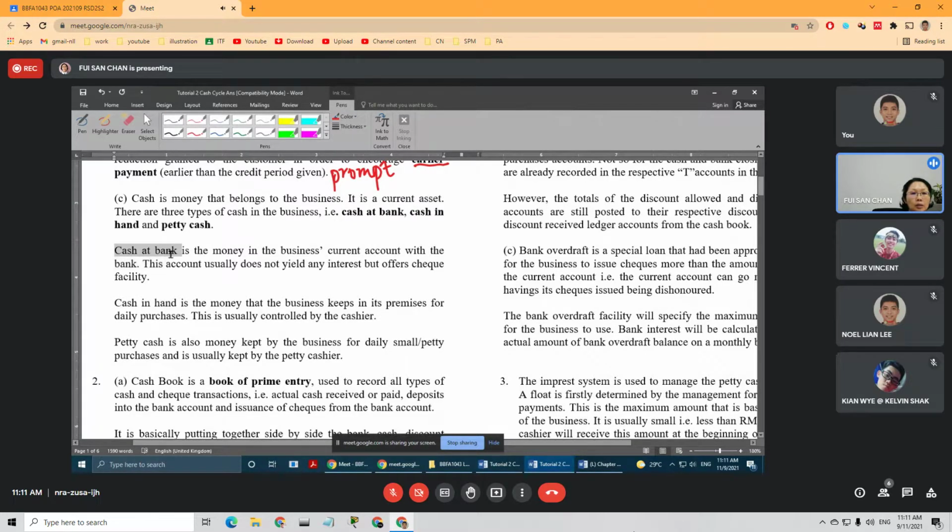So the first one, cash at bank. Cash at bank is the money in your business current account. You keep your money in the bank account, so basically we keep it in a current account. Current account means you are able to issue cheques. You know, when you go to the bank and open an account, there are two types. One is savings.